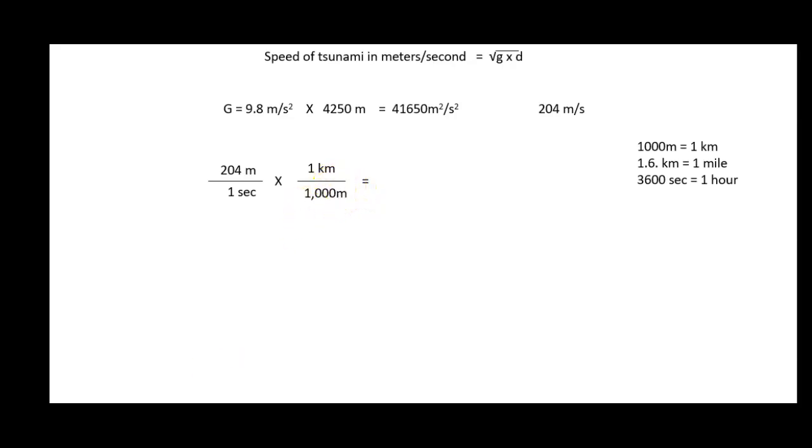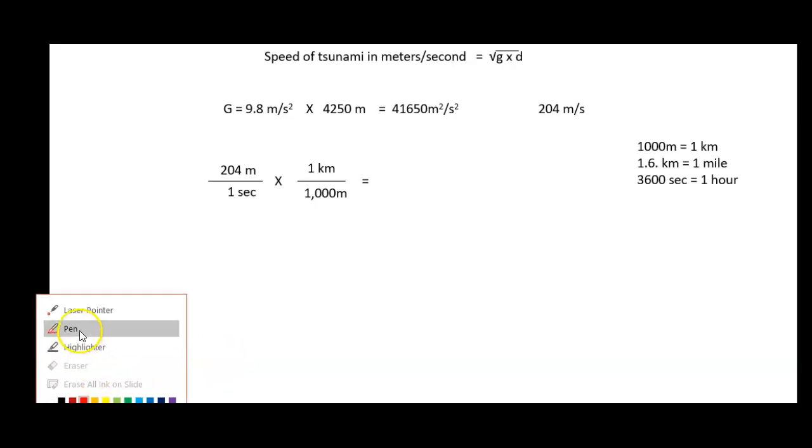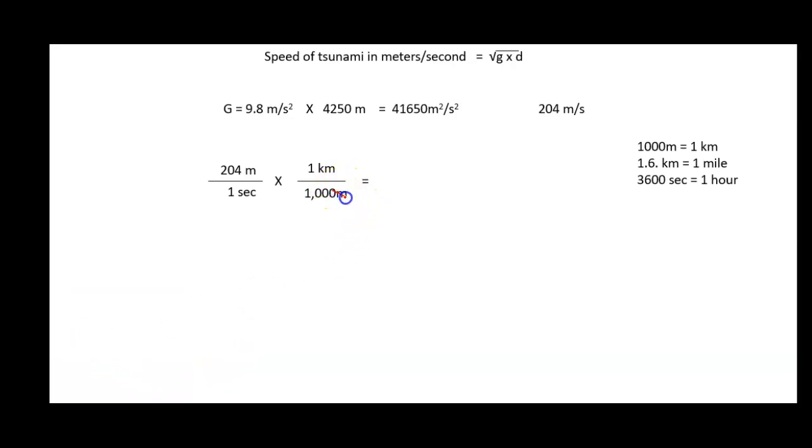What this does for me is it allows me to cancel the meters. So this meter unit and this meter unit go away. Now I just multiply across, and what I get is 204 times 1, but the meters are gone, so I'm left with just kilometers. And 1 times 1,000, which is 1,000, but the meters are gone, so I get seconds. So I get 204 kilometers for every 1,000 seconds. If I do the division here, I end up with 0.24 kilometers for every second. That's a speed. It travels 0.24 kilometers every second.